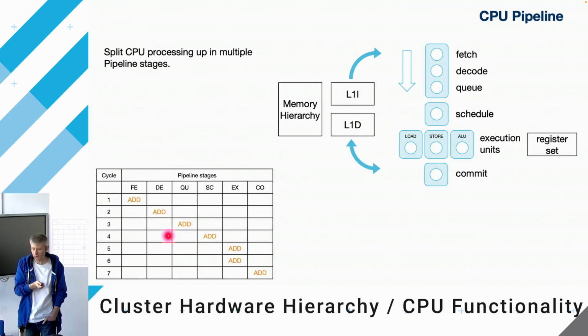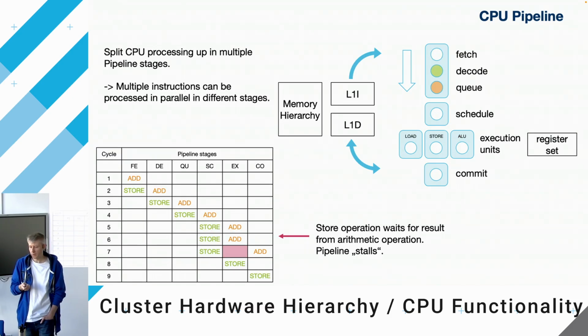And we see here our pipeline stages. We assume that each step takes one cycle. Therefore, in the first cycle, the add instruction is in the front end here, in the fetch, decode, queue. Then it goes through these cycles here when going through the pipeline.